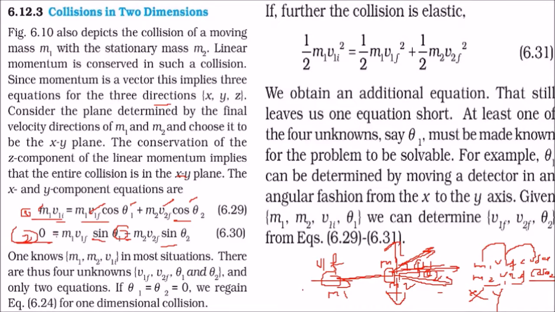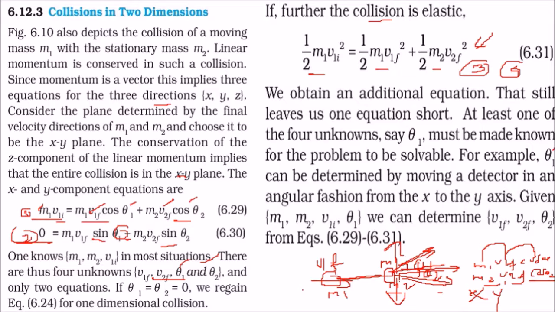How to find the others? If theta 1 and theta 2 are 0, then we just come to the one-dimensional case. We also have one more equation of collision. If it is elastic, the initial kinetic energy will be the sum of the two final kinetic energies. So we get an additional equation. But still we are short, because we want to find four unknowns, so we need at least four equations. We need to know at least one of them, theta 1 or theta 2. Then only is this problem solvable.